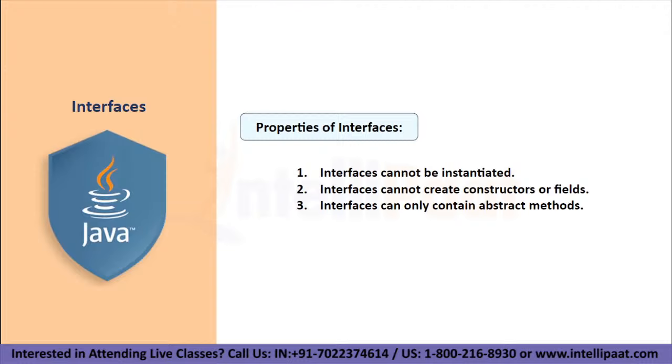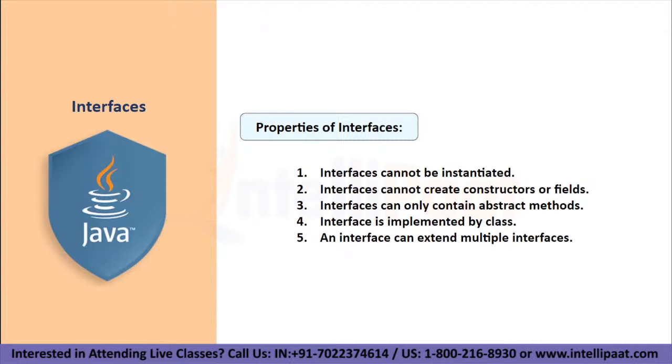So, if you write the class which is the structure of an object, you can implement an interface. Interfaces are implemented by classes. An interface can extend multiple interfaces. All these are the main properties of interfaces. I hope this is clear to all of you guys.